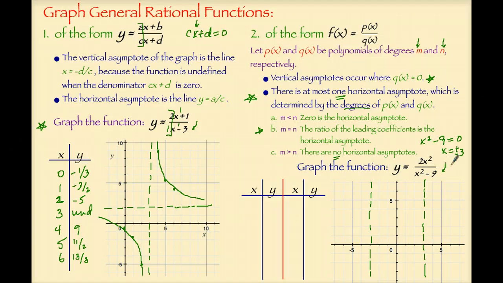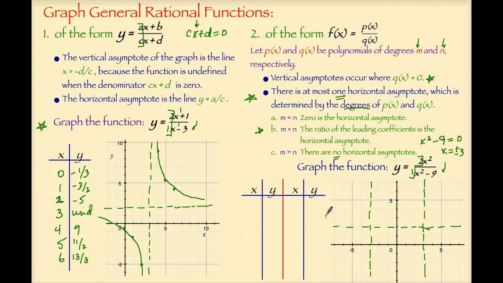Now, where is the horizontal asymptote? That depends on the degree of the numerator and the degree of the denominator. Since they're both degree 2, this takes us to the second case, m equals n, which means the horizontal asymptote will be the ratio of the leading coefficients, 2 over 1. A horizontal asymptote, therefore, is going to be at 2. Now that the asymptotes are drawn, let's get some points so we can plot the branches of this hyperbola.